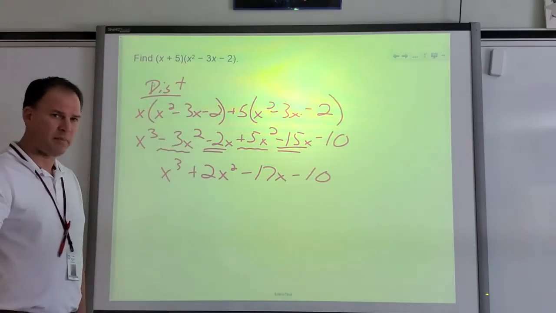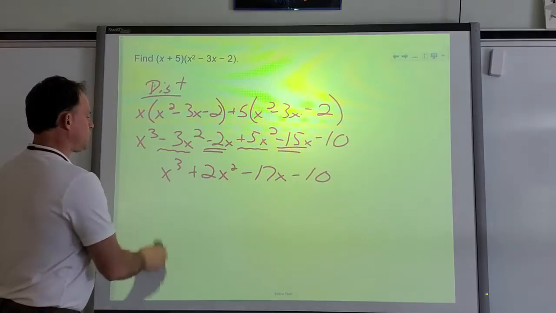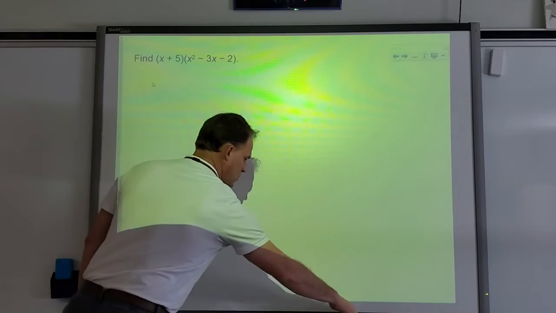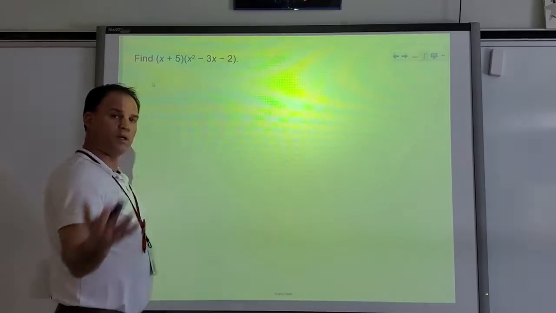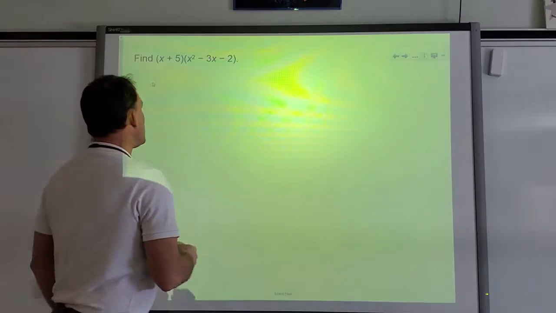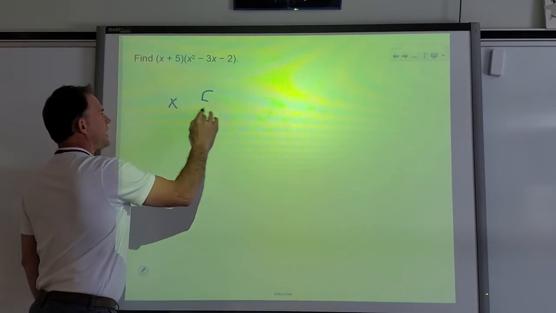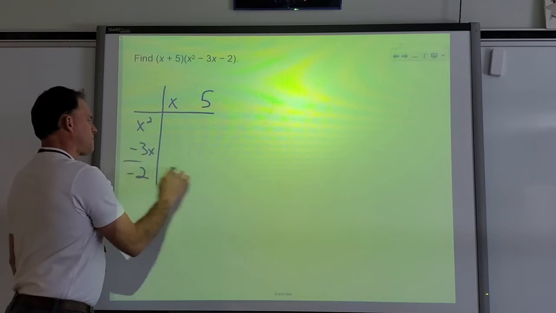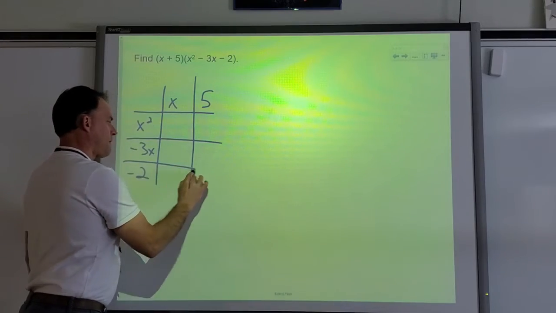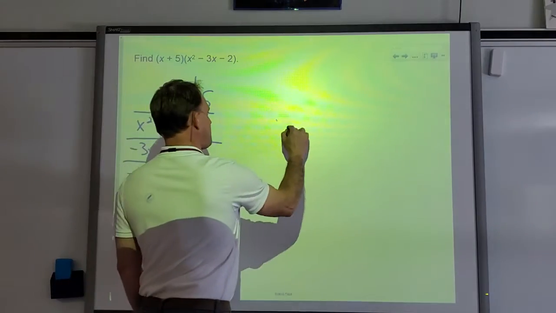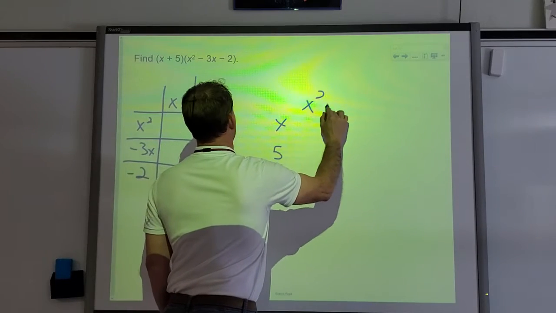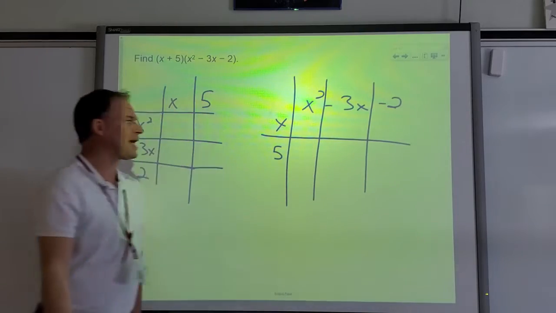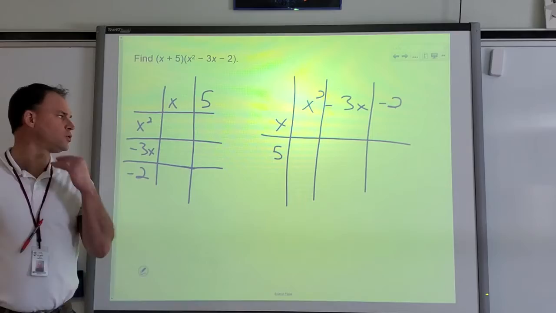Again, may not be your favorite. Write it down so you understand what's going on, because let me show you if I wanted to do this with the table. Now I can set my table either way. I could have my x and my 5 here. I could do that, or I could do my table that way. It's completely up to you which way you do your table.